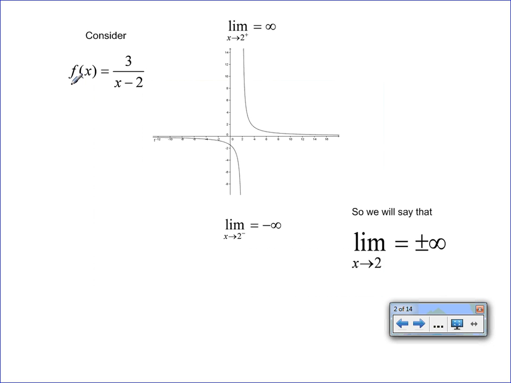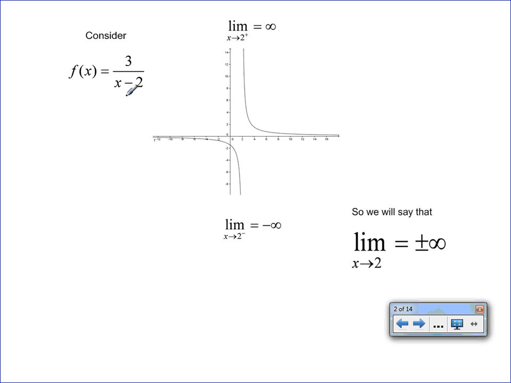Let's consider f of x equals 3 over x minus 2. We know that we're going to have some issues with that when x is equal to 2. We know that it's not going to be continuous. What we want to look at is the behavior. Well, we can see the graph of 3 over x minus 2 goes like that.